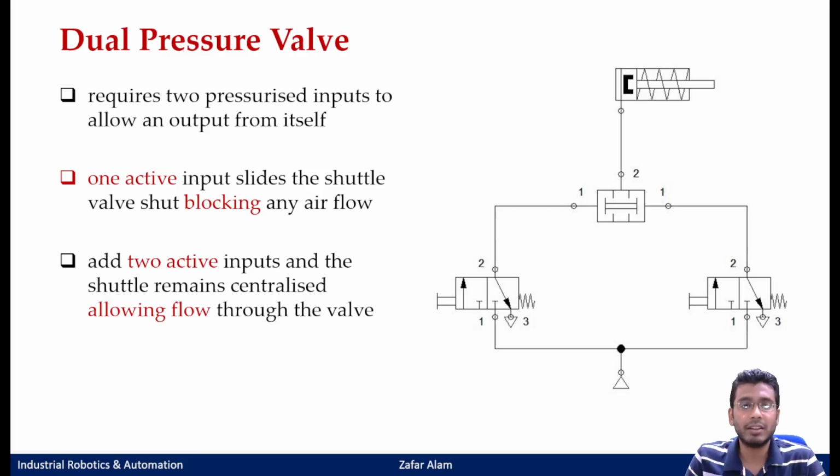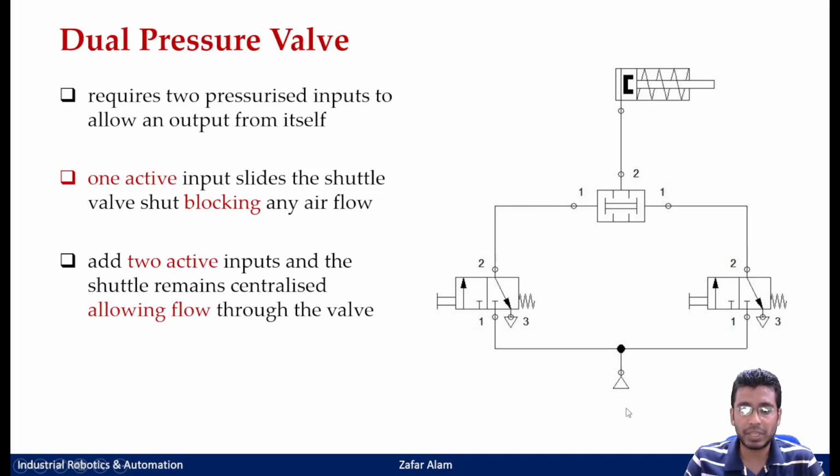Fine. Then we come to the next category of DCVs, known as the dual pressure valve, or two pressure valve. Again, it performs the function of an AND circuit. Until the two active input ports are engaged, you will not get any output. It requires two pressurized inputs to allow an output from itself.